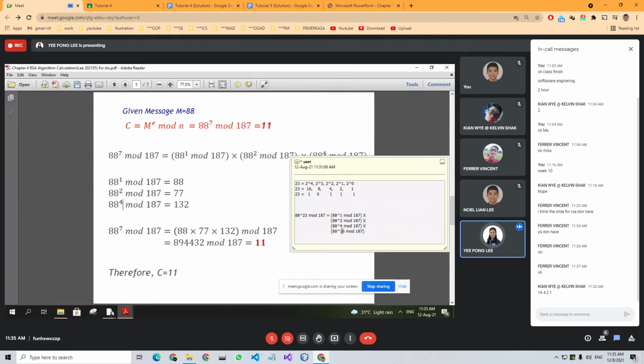So when power 26 plus 4 plus 2 plus 1 equals to 23. So from here we split already. We split the raised to 23 become 4 smaller components. From here we can use calculator.